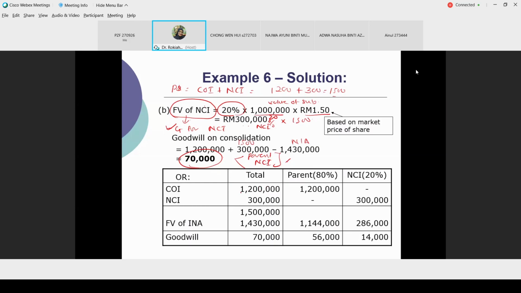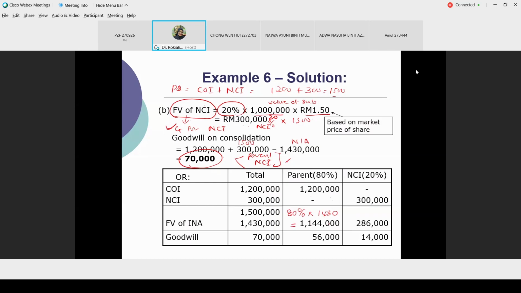Okay, this is the total COI paid by the parent. The parent paid 1.2 million and the NCI paid 300,000. Okay, then for the parent here, since the parent paid 1.2 million, the parent's share of the net identifiable asset is only 80%, times 1430.